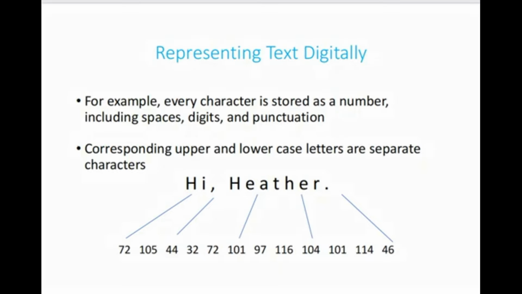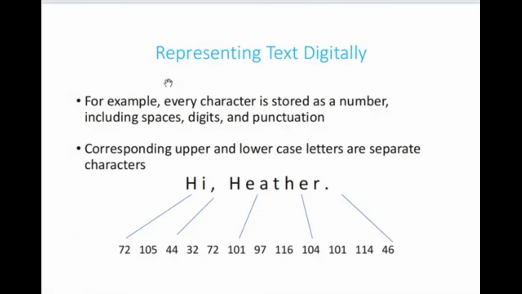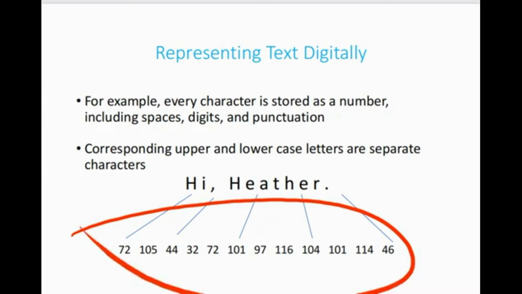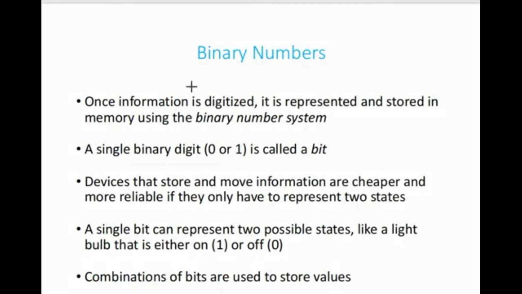Now, those numbers you were seeing previously were not represented as they are. All these numbers you're seeing here would have to be represented now in binary, because that's what a computer basically gets to understand. So binary means 0 and 1, only two numbers involved. So once information is digitized, it is represented and stored in memory using the binary number system.